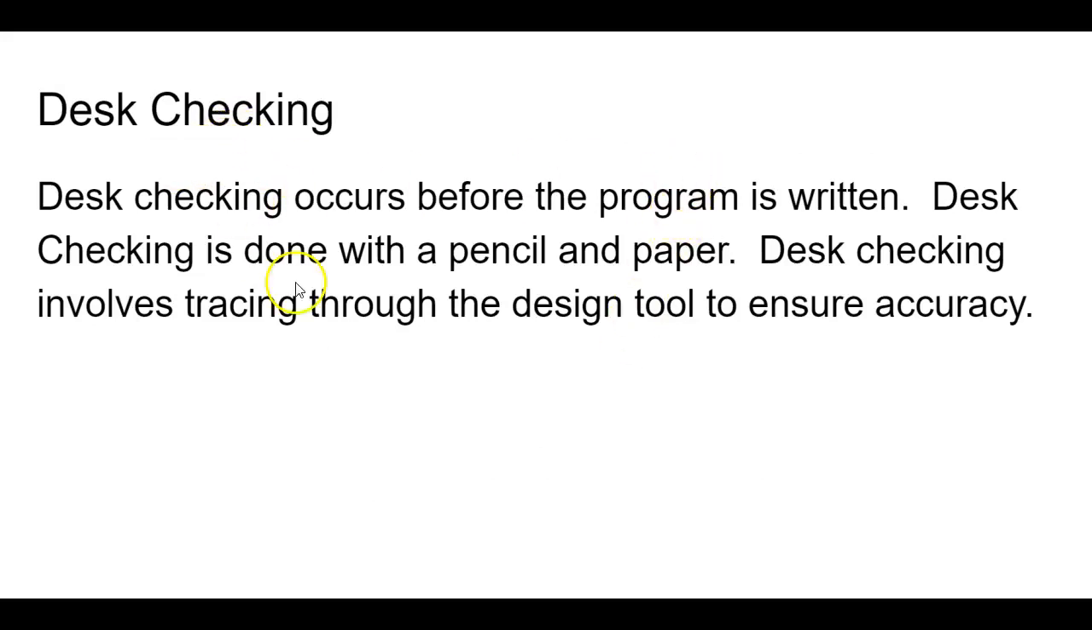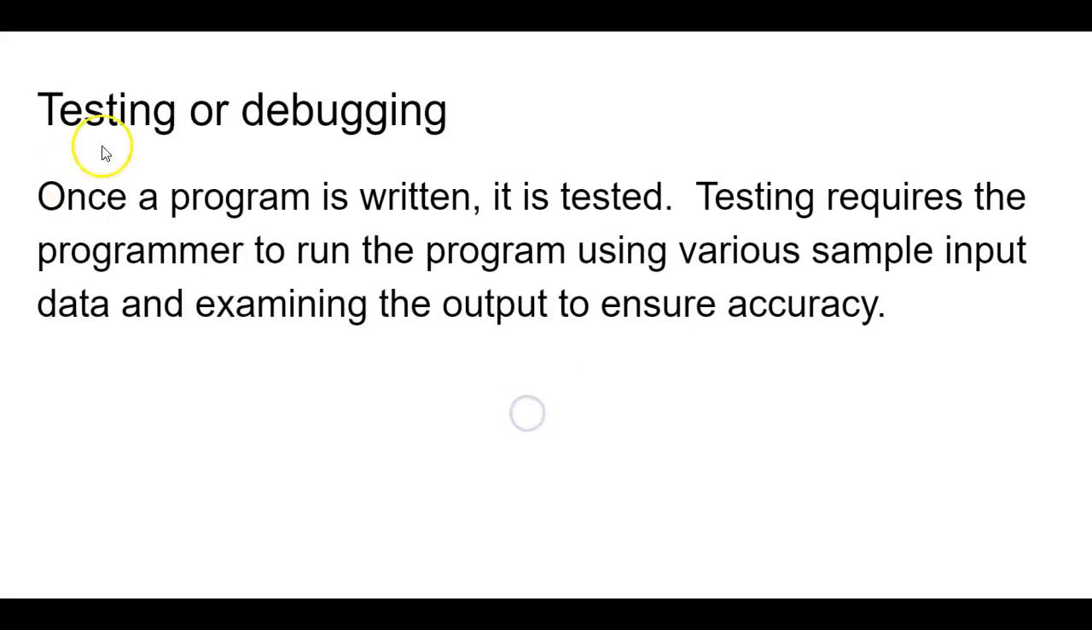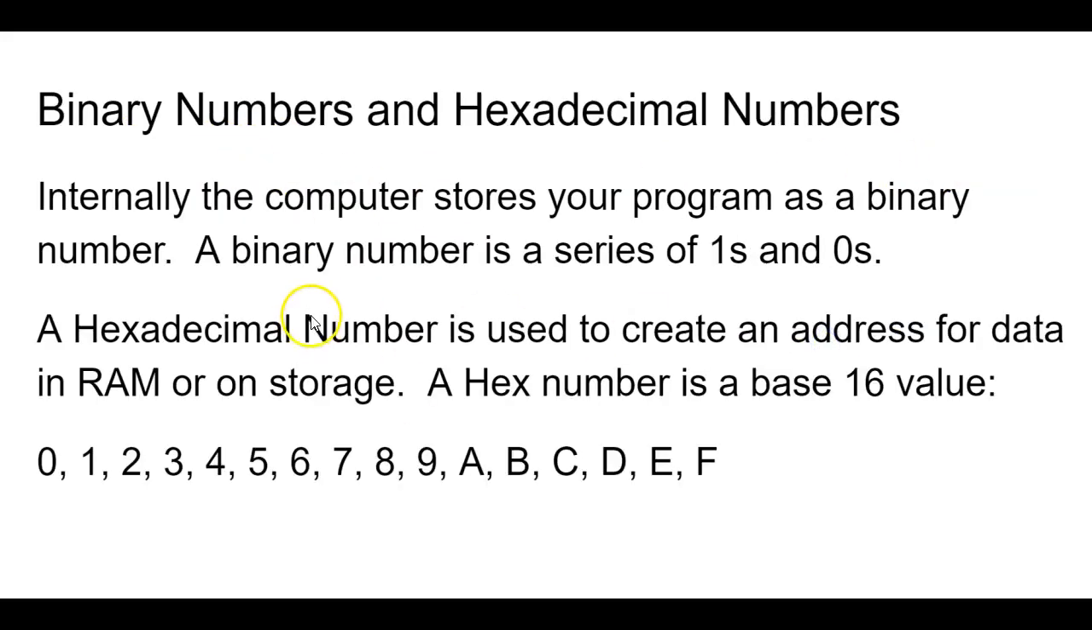Desk checking: we're going to take our design tool and sit down with a pen and paper and trace various inputs through it to make sure we get the desired output. Testing or debugging: once the program is written, we're going to run it over and over again using various inputs to see if we get the expected output.